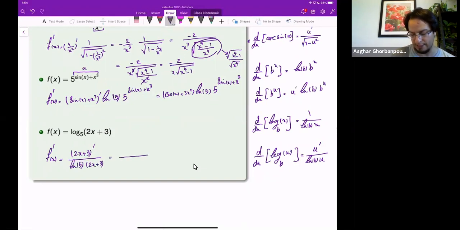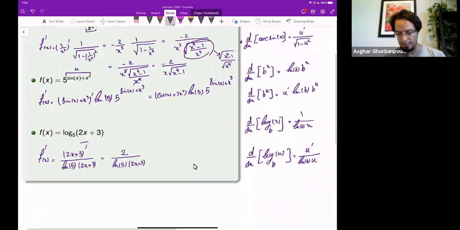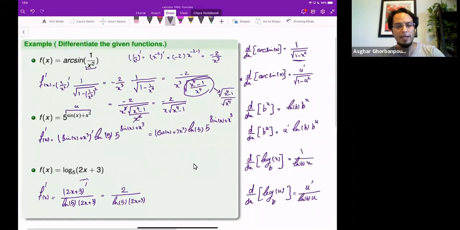I'm not done because I still can see a prime there, so that means that I have to differentiate that, and that will give me the final answer that I was looking for. So chain rule and different versions of the chain rule, differentiation plus chain rule, you have to know.